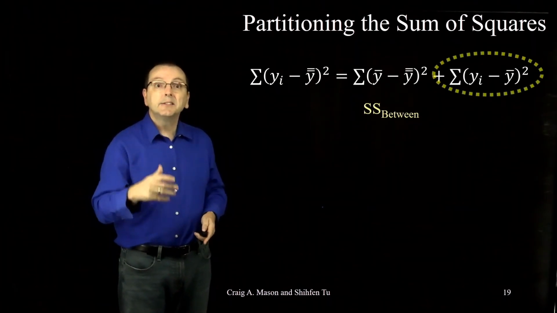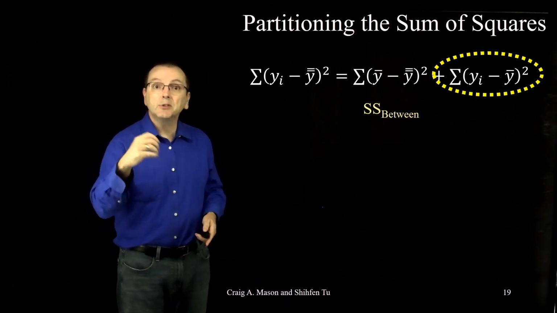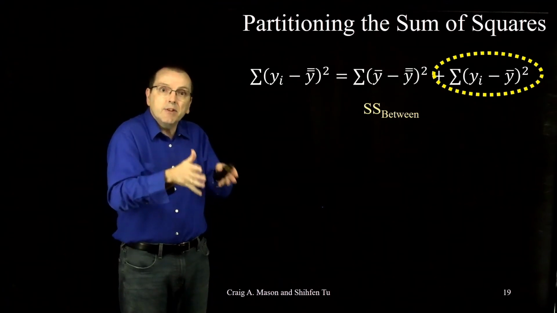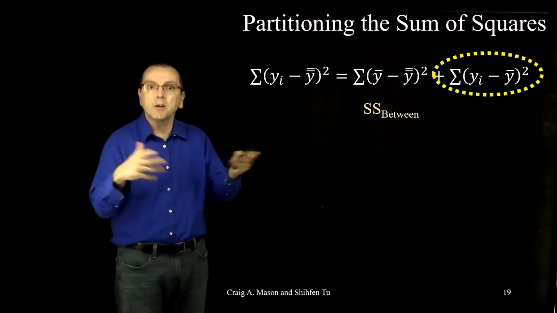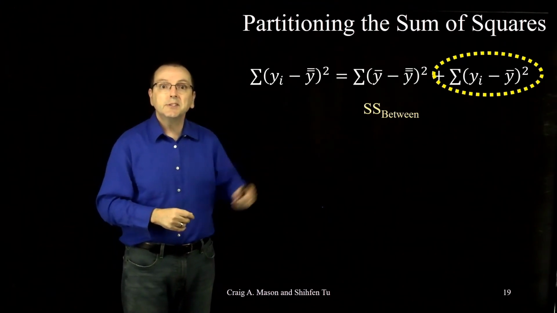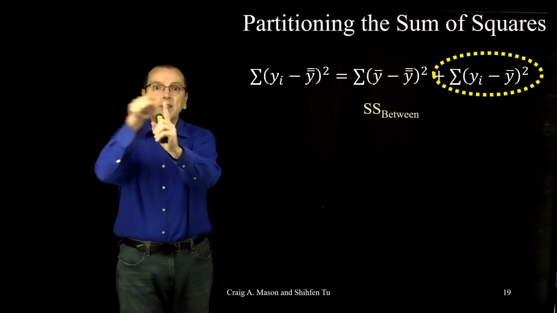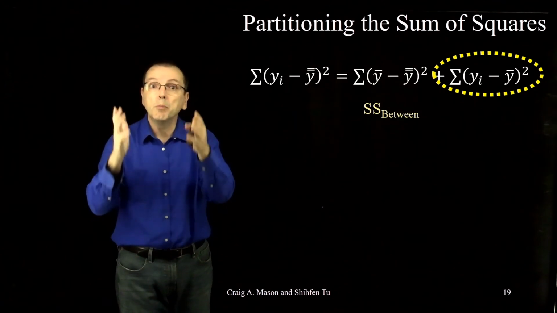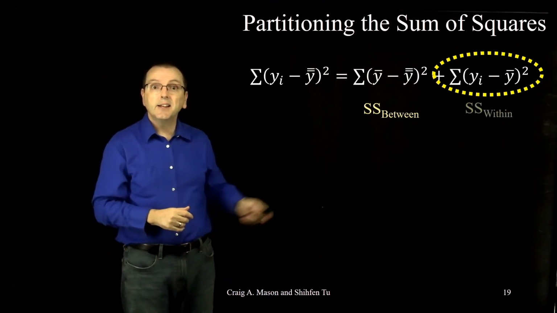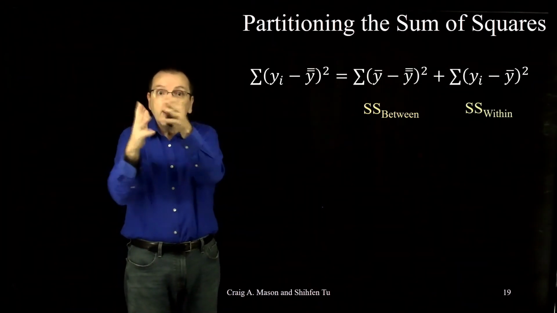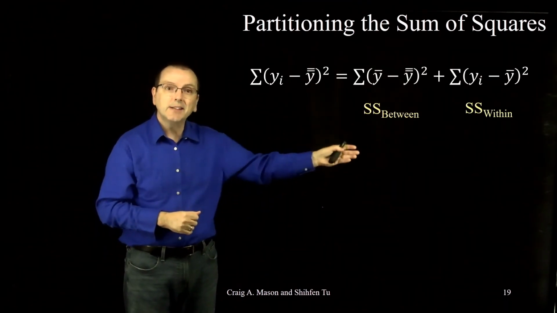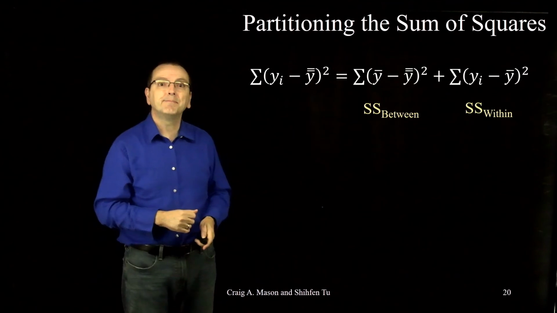Then we have the sum of y sub i minus y bar squared. Remember, y sub i is an individual person's score and y bar is their group mean. So this is the sum of the squared deviations for individuals in a group from their group mean. This is the sum of squares within each of the groups, right? Pretty cool. That's the sum of squares within.